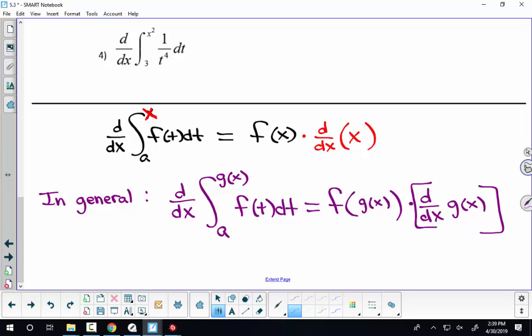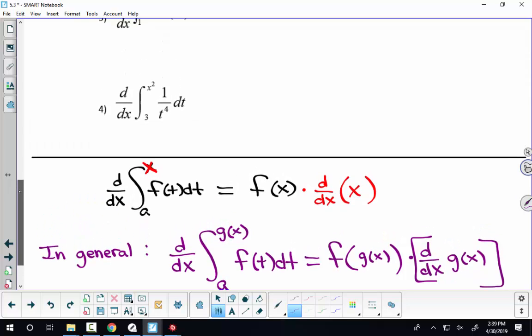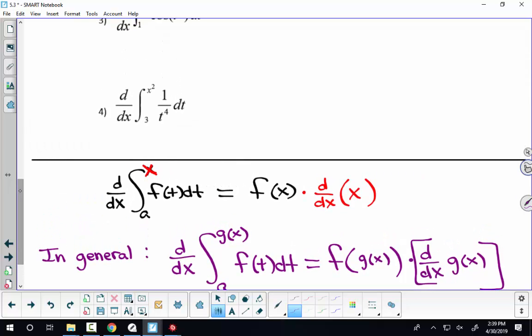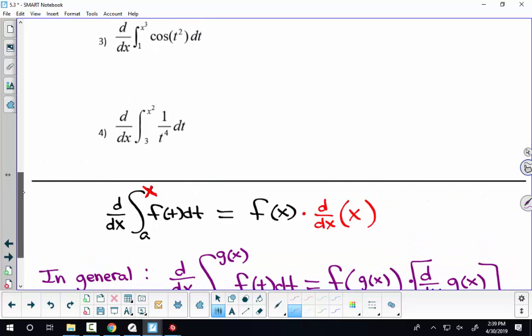So we compose the function of t with the upper limit of integration, and then multiply by the derivative of that upper limit. Does that make sense? That's where the chain rule is kind of hiding. So the derivative of this was f of x times 1. So the derivative then of the integral from 1 to x cubed of cosine t squared dt, what would that be?